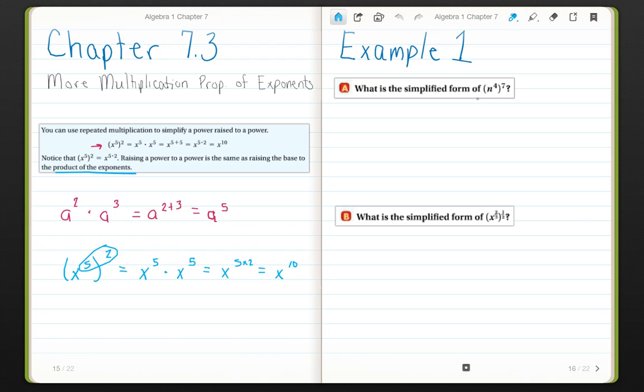Let's take a look. What is the simplified form of n to the 4th power to the 7th power? So n to the 4th raised to the 7th. I'm going to multiply those exponents. So equals n to the 4 times 7, or n to the 28th power.